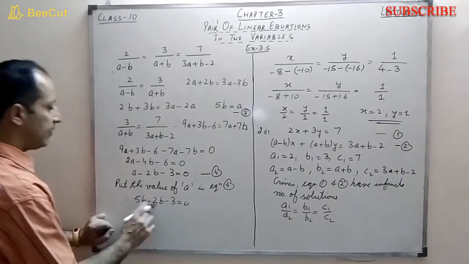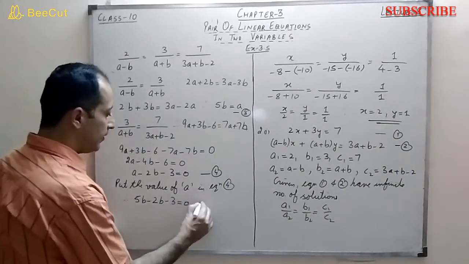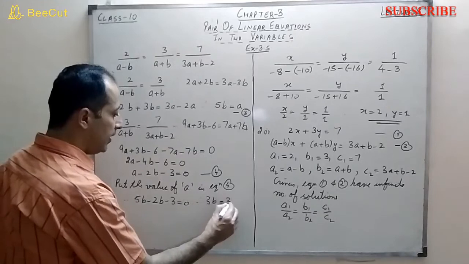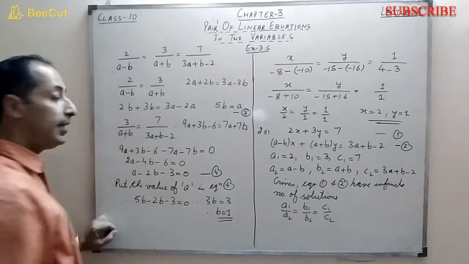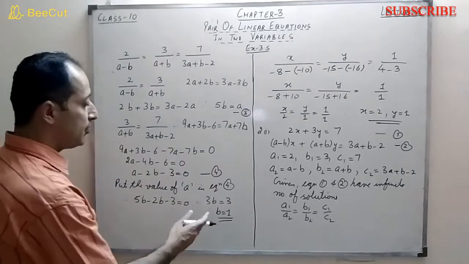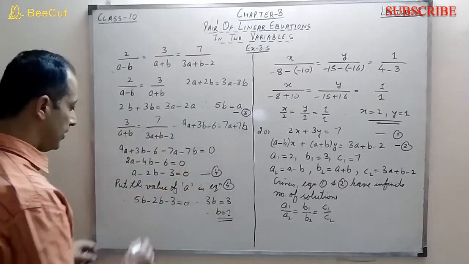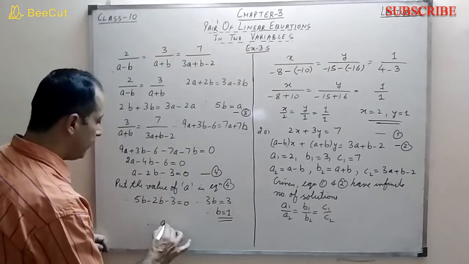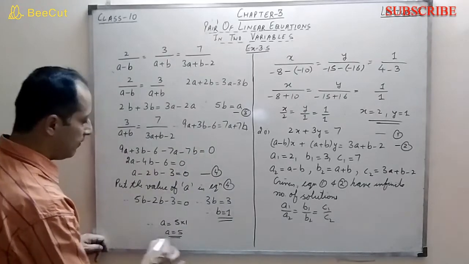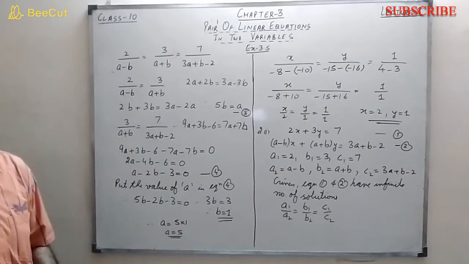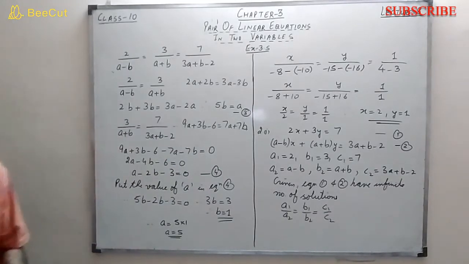So when I substitute, I see a is equal to 5b, so therefore 5b minus 2b minus 3 equals to 0. So this is 3b. Therefore 3b is equal to 3. Therefore b equals to 1. I get the value of b as 1. I can substitute the value of b in the third equation. So therefore the value of a will be 5 into 1, that is a is equal to 5. So this is the value I get after simplifying this question.